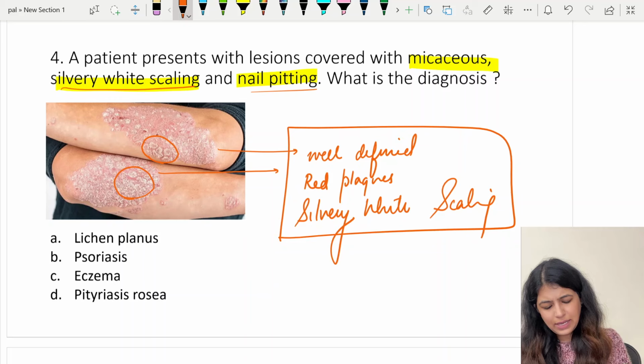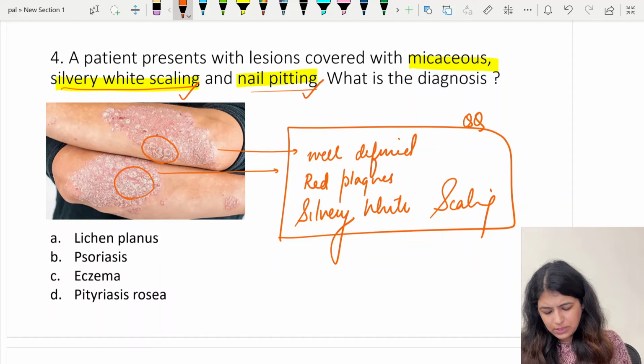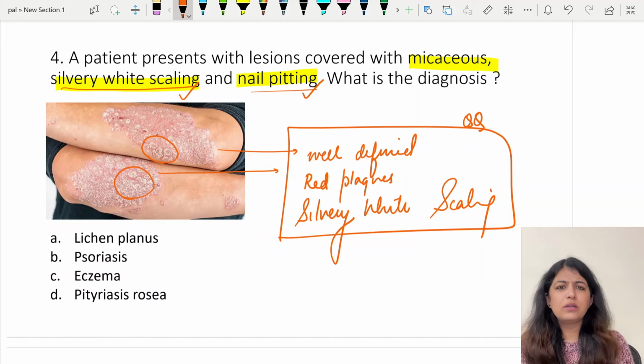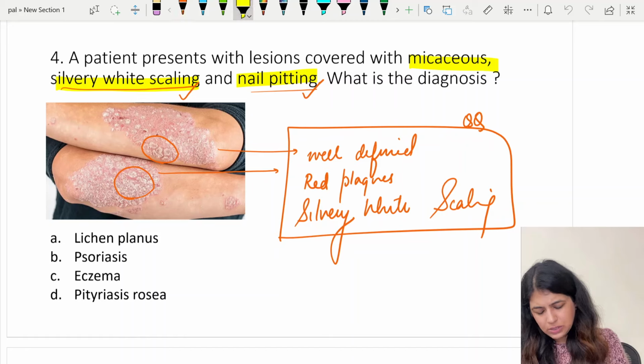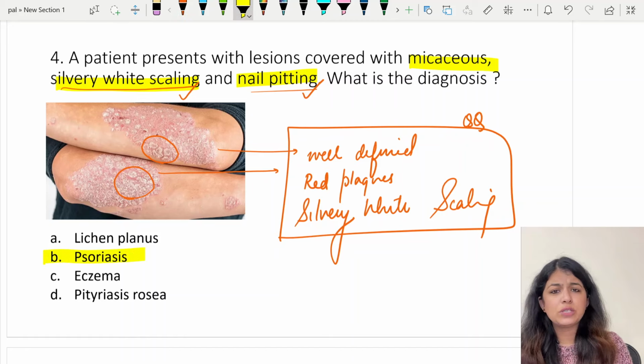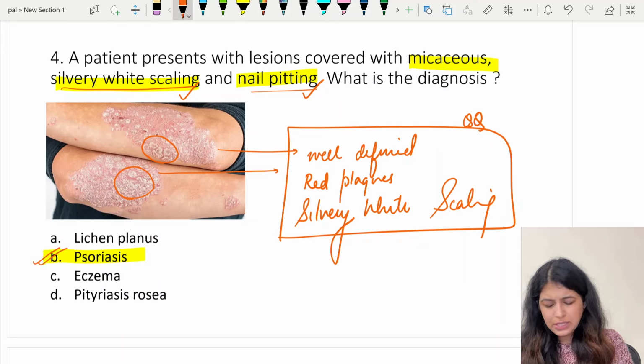Now when this kind of image with a hint of the scaling as well as nail pitting is given, the diagnosis is very clear. This is one question where I may not need to look at the options. Why? Because the silvery white scaling and the red plaques take us towards option B, that is psoriasis. So the answer to this question, question number 4, is option B, psoriasis.